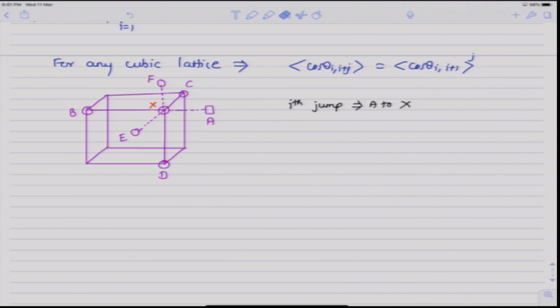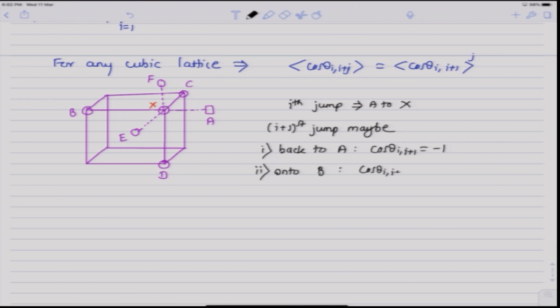Now, on its i plus first jump, the atom X can either jump back to A, for which cos theta i plus 1 would be minus 1 because it is a reverse jump, or it can jump straight into B, which would be a forward jump onto side B, and the cos theta i plus 1 for that would be plus 1.